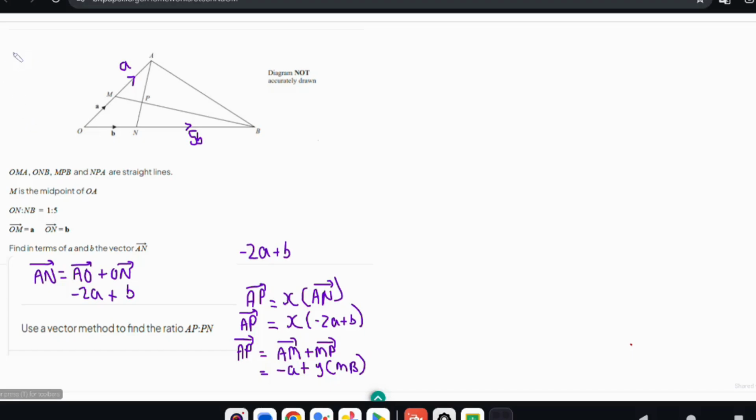What is MB? MB is MA? No, it's not. It's MO plus OB, which is negative a plus 6b. So we have minus a plus y bracket minus a plus 6b. I now have AP in two different ways, so I can put them equal to each other.